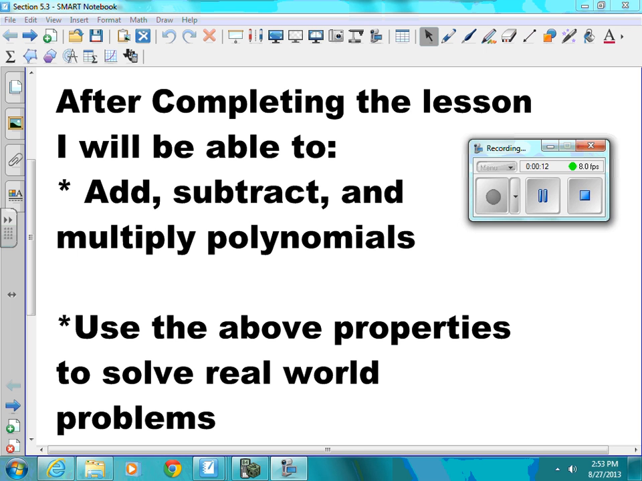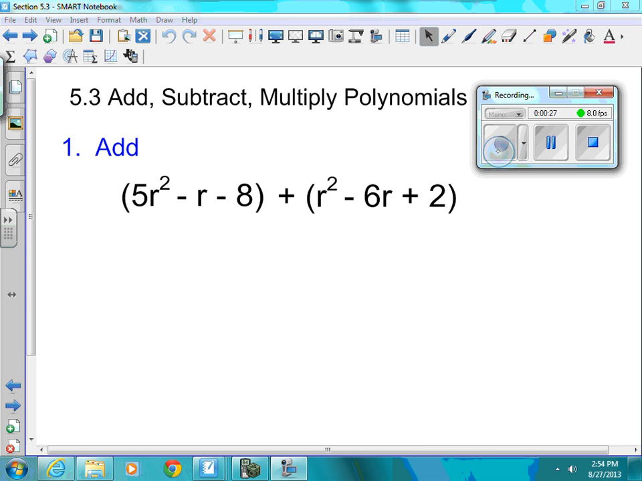After this lesson, you will be able to add, subtract, and multiply polynomials, and you will also be able to use the above properties to solve real-world problems. Make sure you have these in your notes, and everything else we do in this lesson is ready to be checked tomorrow.